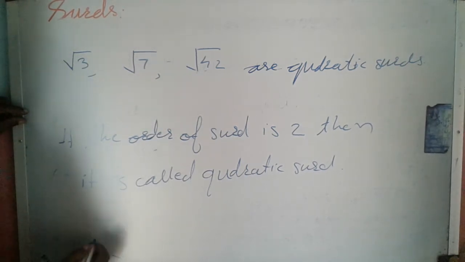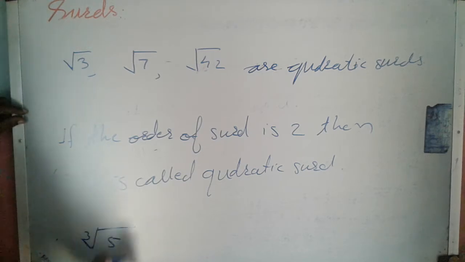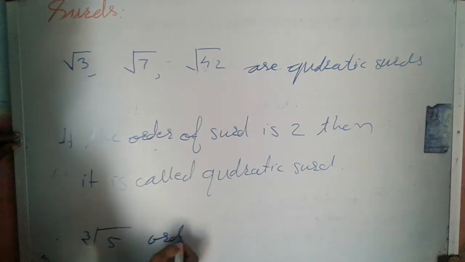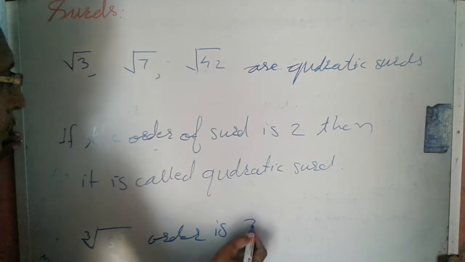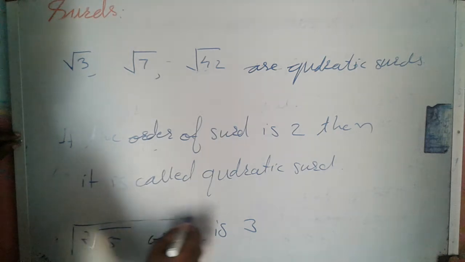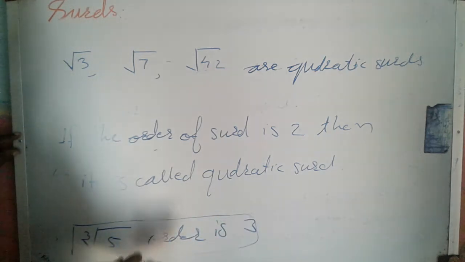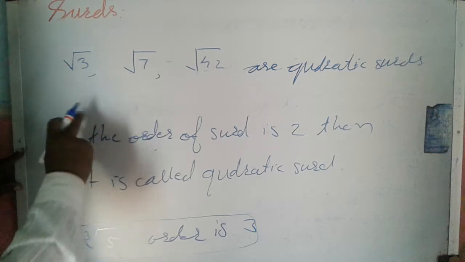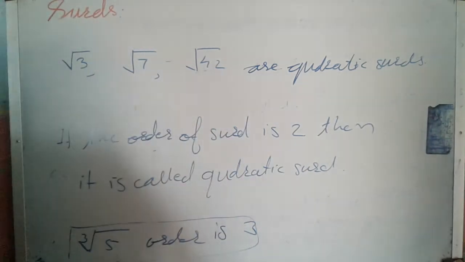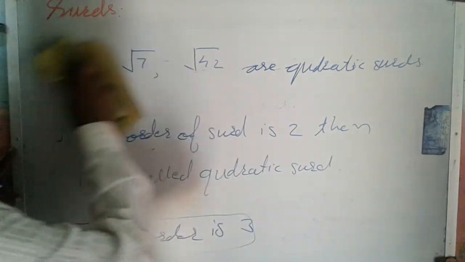But suppose the cube root of 5. Here the order is 3. That means this is not a quadratic surd, because the order is 3. If the order is 2, then it is called a quadratic surd. Now we'll see the simplest form of the surd.